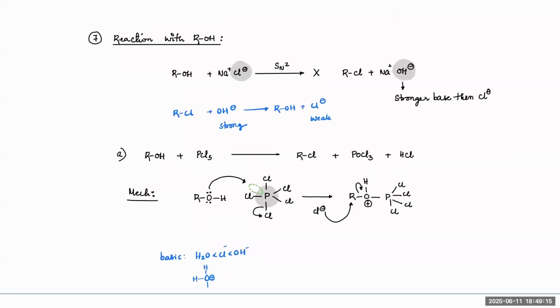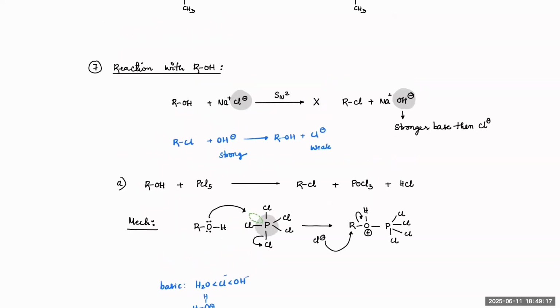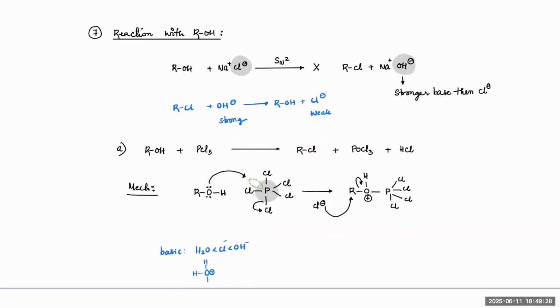Right. Next, check out the reactions of alcohols. Alcohols cannot be directly reacted with Cl minus to get this. Just now we learned it. But there are other reagents.